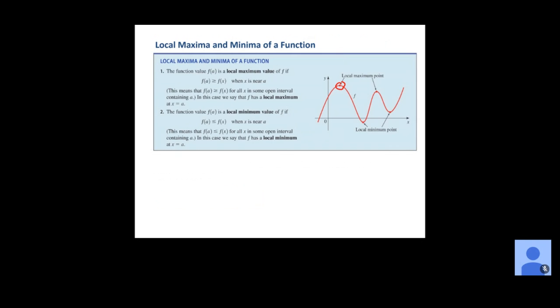Now, if we have a local minimum value, it means it's the smallest y value of all the y values that are near that x value. Notice down here, we have another turning point. That's what we would call a local minimum. And then we have other examples here of local max and local mins. Notice they don't have to be the absolute highest or lowest points on your graph. They just need to be turning points of the graph to be maxes and mins.